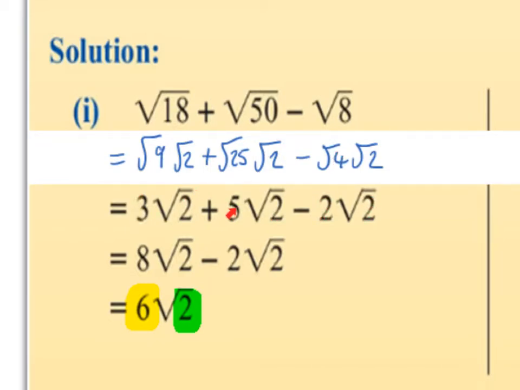Then 3 plus 5 minus 2. So 3 plus 5 gives us 8. So we have 8 root 2 minus 2 root 2. And 8 minus 2 is 6 root 2.